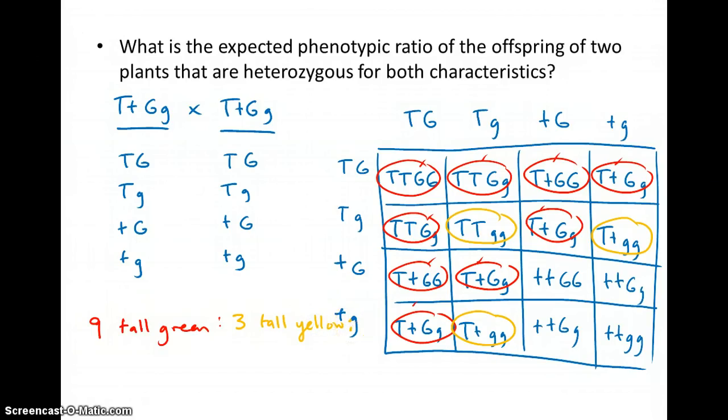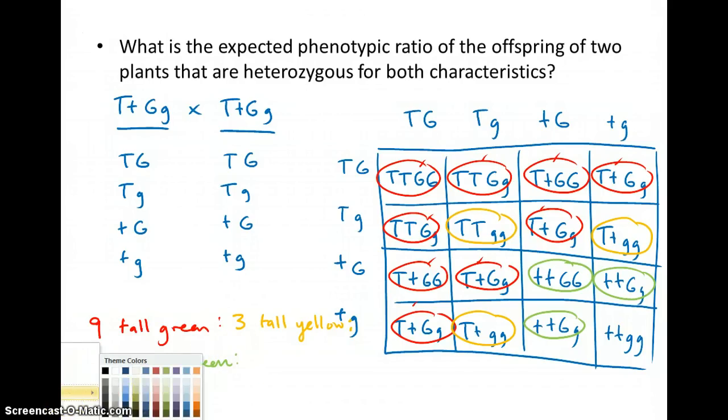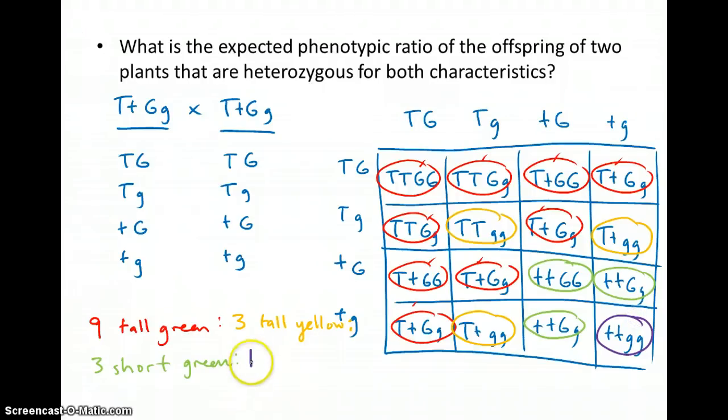Kind of writing over myself there. Next, I want to find the short green ones. There's one, there's one, there's one. And last, I want to find the short yellow ones. Not very difficult. There's just one of them.